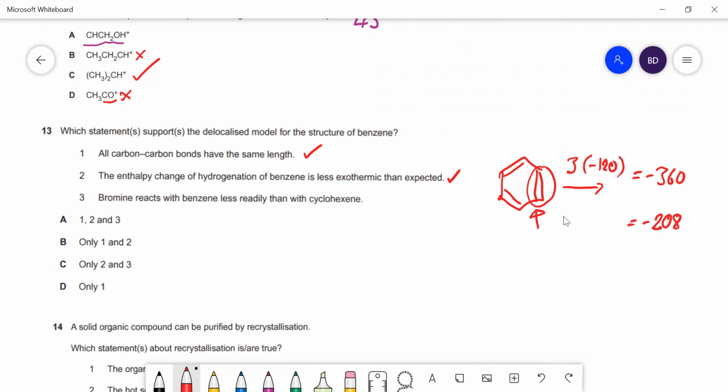So that's right. And bromine reacts less readily with benzene. That's true as well. Bromine doesn't react with benzene because benzene does not undergo addition reactions, which alkenes do, and that's because you've got delocalization, which makes it less favorable to break. It's energetically less favorable than breaking a double bond. So all 3, 1, 2, and 3. So A is the answer there.